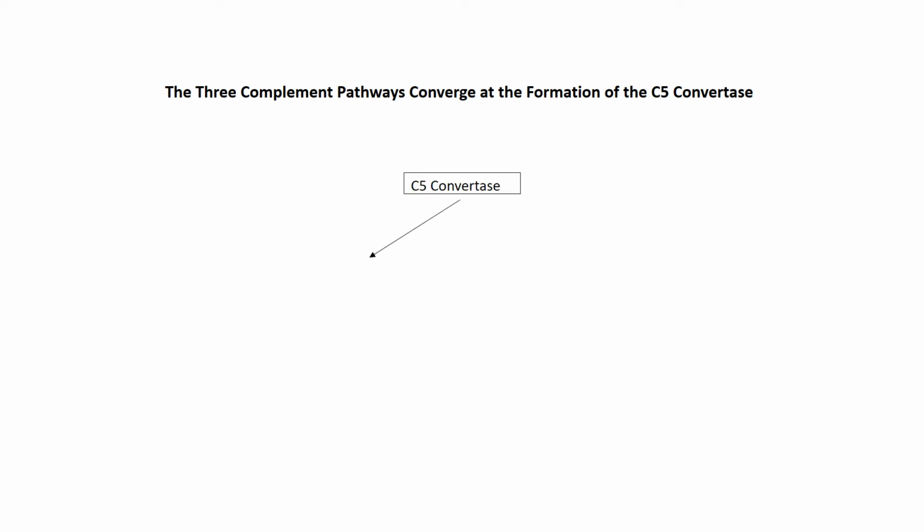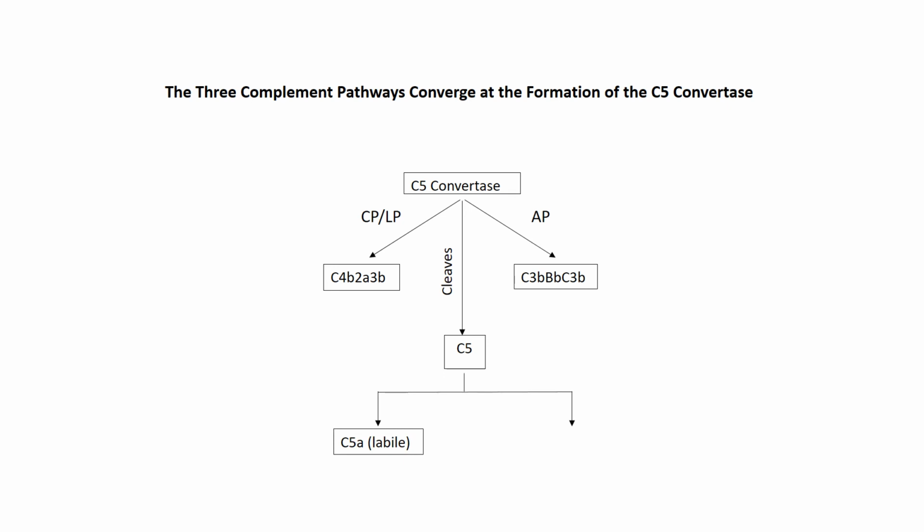The C5 convertase in the classical pathway or the lectin pathway is C4b2a3b, while in the alternative pathway it is C3bBb3b. This C5 convertase cleaves C5 into C5a, the labile portion, and C5b, the larger fragment.